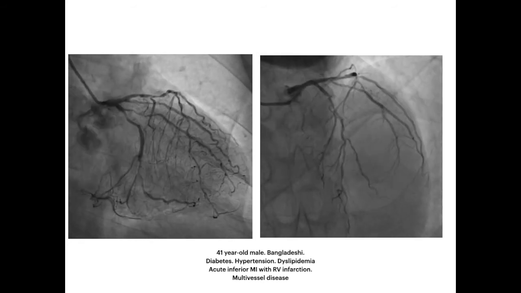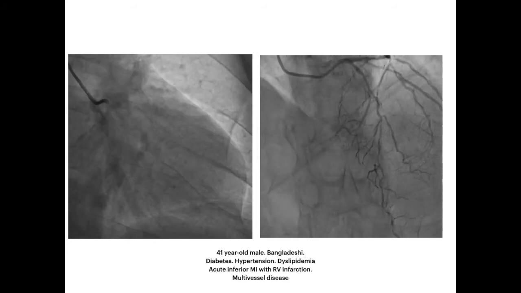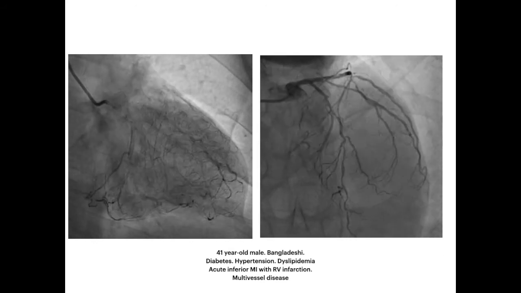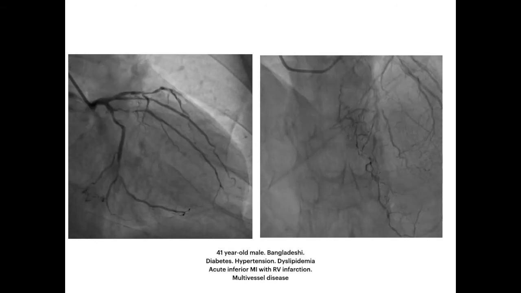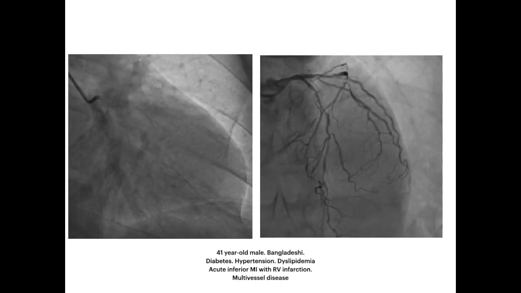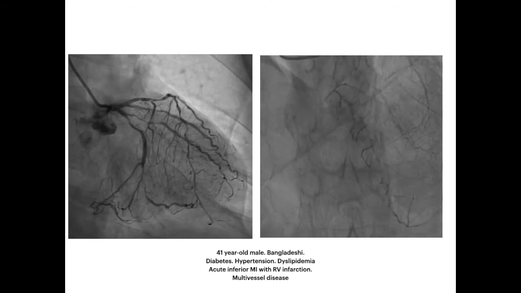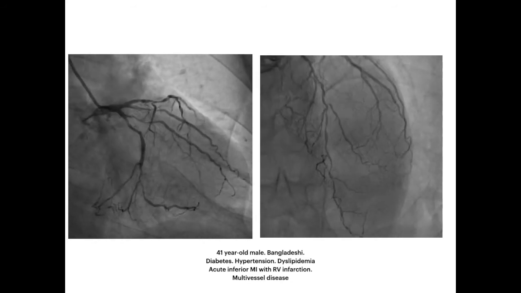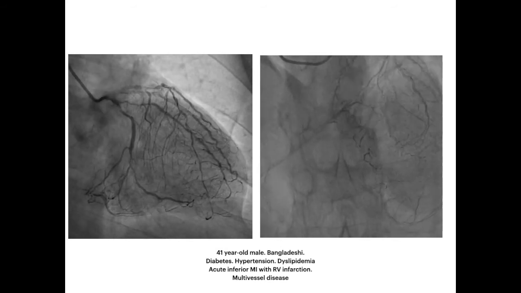And this is his left system, and you can appreciate how terrible the disease is. You cannot find any single coronary branch that is not extensively and diffusely diseased. You see it in the left anterior descending, in the branches, in the circumflex, in the lateral and the posterolateral branches, and you can see also that the right coronary is occluded.